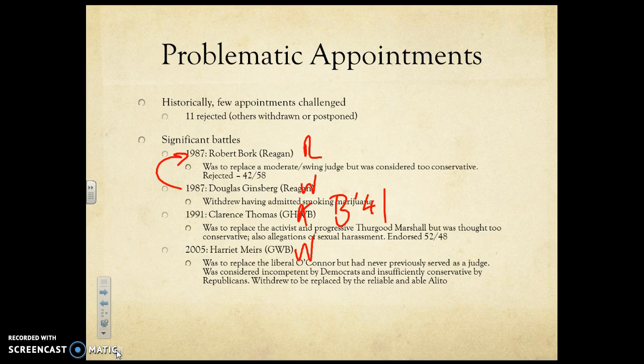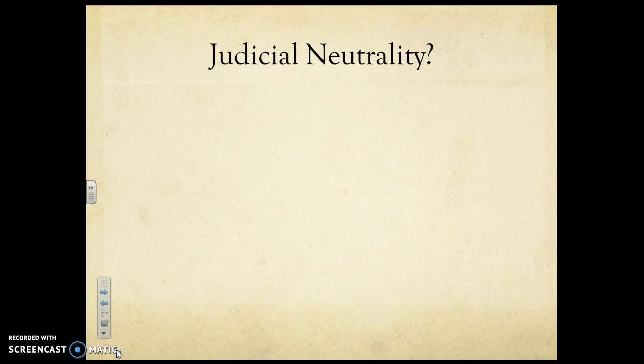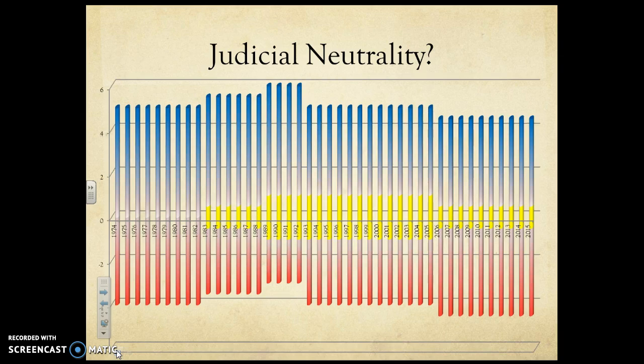And those four will give you all of the information and all of the evidence you really need to answer any question on problematic appointments. But remember, these are political appointments. And what that means is that judicial neutrality is actually a bit of a joke. The Supreme Court can only tend towards neutrality. At any given time, it's going to exercise a bias either towards the progressive side or towards the conservative side. And historically, certainly over the period that you're going to be looking at, we have tended to have this progressive bias. There's tended to be more progressive judges than there have been conservative judges.